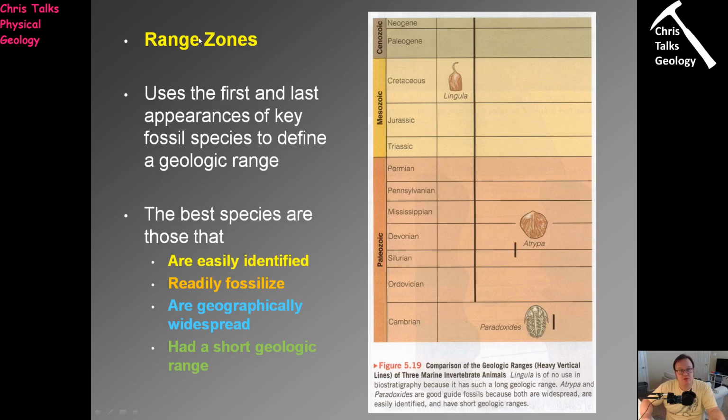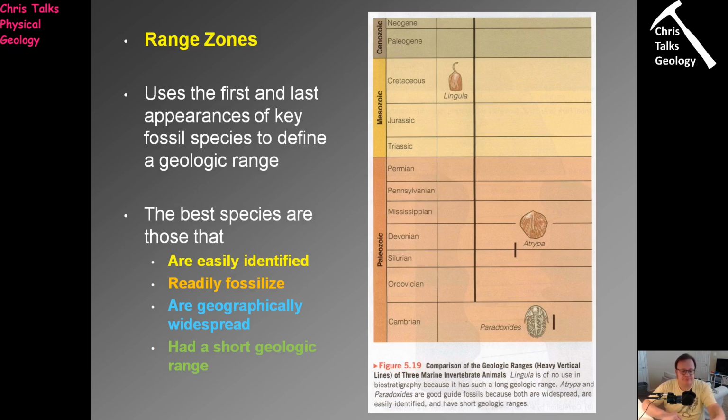So first of all, we want fossils that help us to define nice small range zones. The best fossils for producing range zones are, number 1, easily identified. I just want to be able to walk up to the rock and identify it straight away with the minimum of fuss. I also want the organism to readily fossilize, because I want there to be as many fossils of it as there can possibly be. Well, because once again, that means I'm more likely to find it. I also want it to be geographically widespread. I want it to be everywhere.